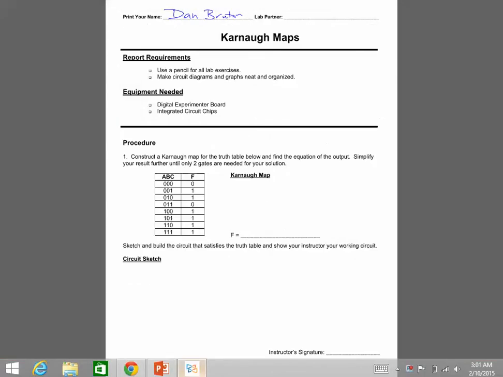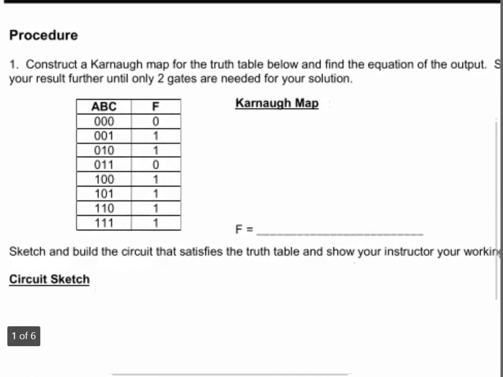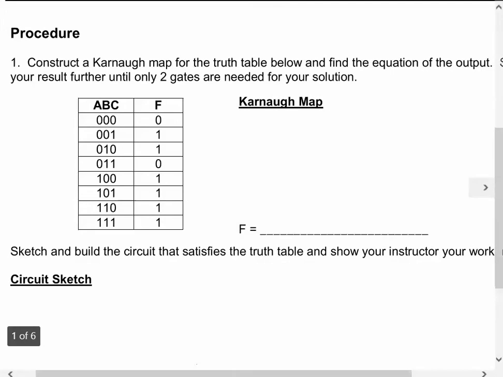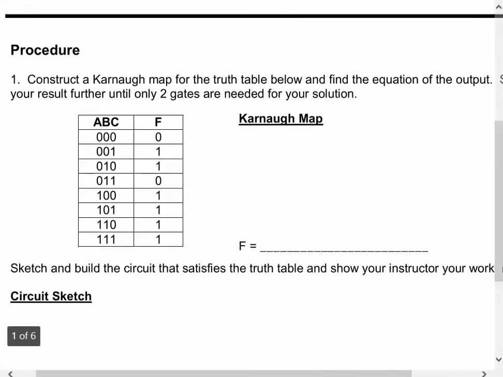So I have an example here where I have a truth table, and the inputs are A, B, C, and the output is F. Our goal is to figure out what equation goes right here that gives me a simple solution, and therefore I can get a simple circuit sketch for that.